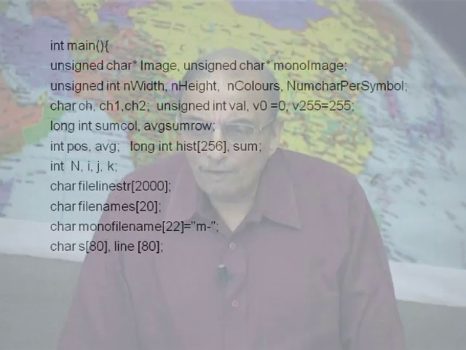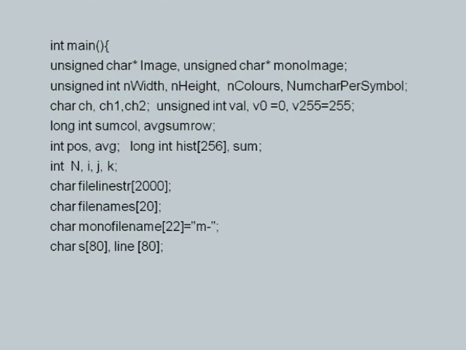I have sum of columns, average, sum of rows, etc. Obviously, I use them to calculate the statistical pattern of the image values in pixels. I have long int hist, which stands for histogram. As we have seen earlier, it has 256 elements. And then we have pos to represent position, average, sum, whatever you have. These are various indices.